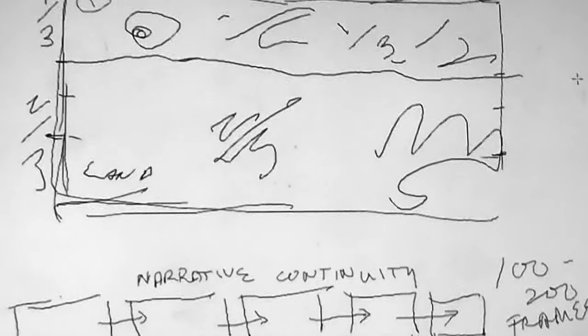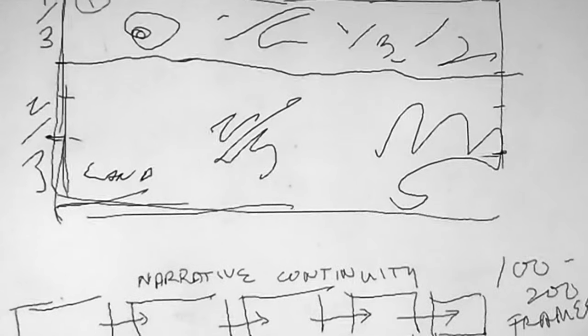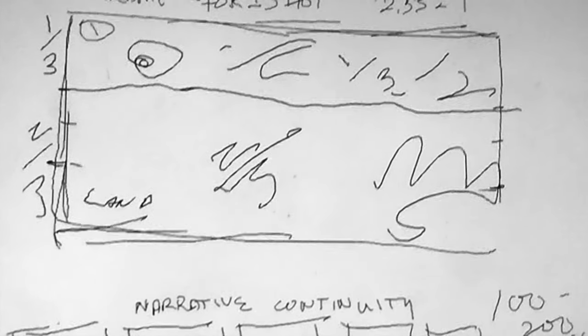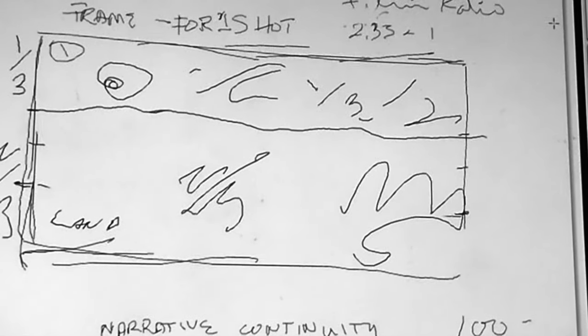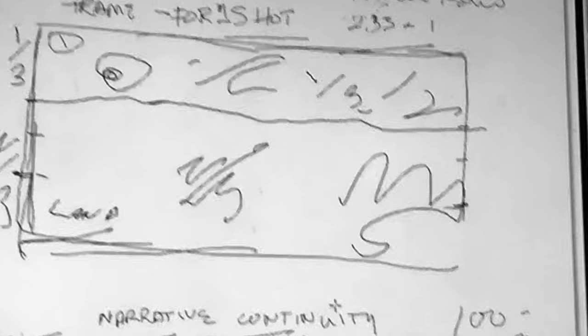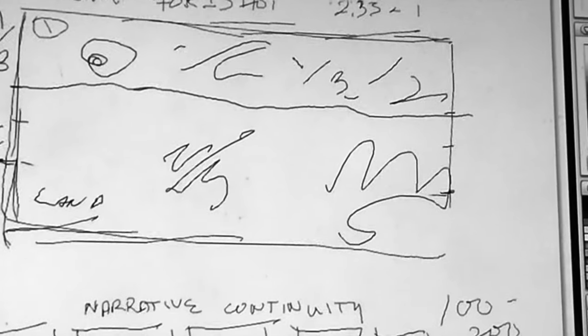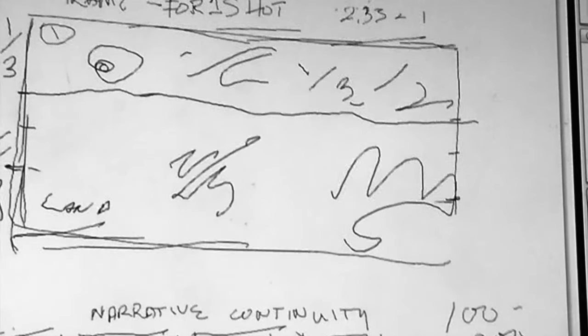So this is our framing for the first shot. Our first shot is usually called the establishing shot. You let the audience know where you're located, where the locale of the action is. So in each of these frames they have to follow these proportions.